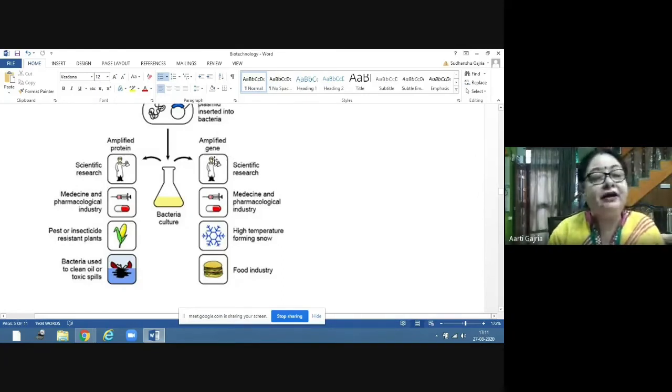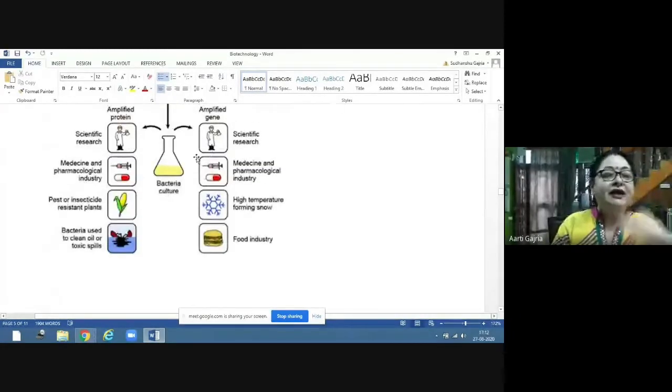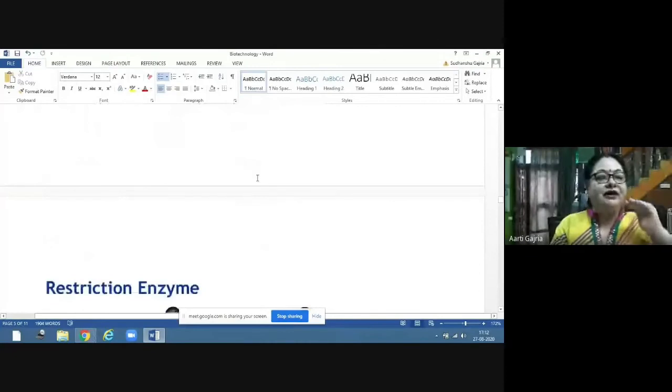Now, similarly here, it can be used for scientific research, it can be used for the pharmacological industries, it can be used for high temperature forming snow, it can be used for food industries. So these are the various industries for which these amplified genes, which we have formed, multiple copies of the desired gene, which we have formed by culturing this bacteria. Then we can use them anywhere we want. So here this diagram is making clear where these applications are.